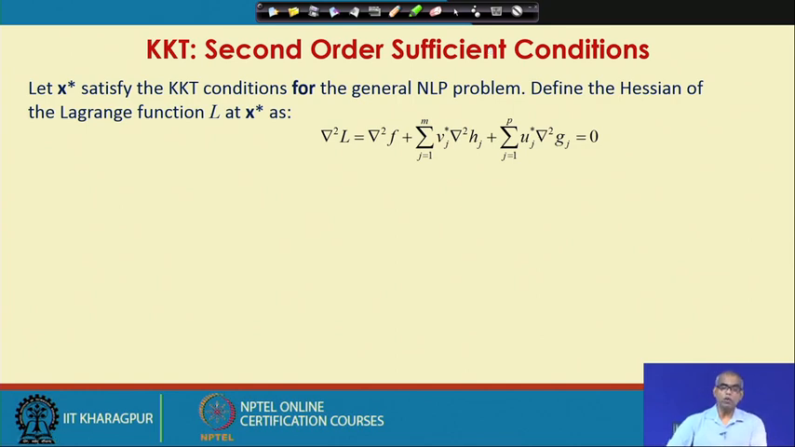So, the minimum point will be guaranteed if it satisfies the second order sufficient condition. So, let x star satisfy the KKT conditions for the general nonlinear programming problem. Again, define the Hessian of the Lagrangian as we have done in the previous slide.